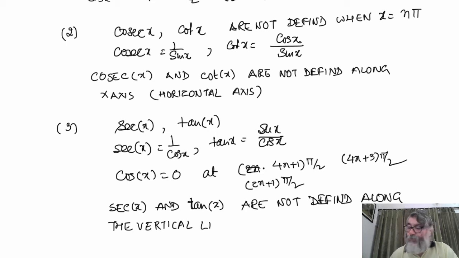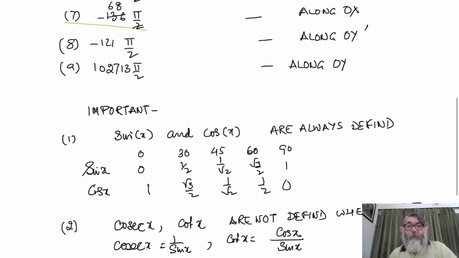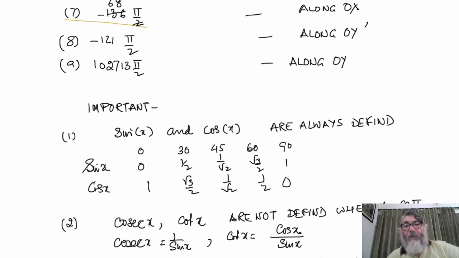Let's just go through quickly once again. Sin x and cos x are always defined. Whatever may be the value of x, sin x and cos x will be always defined, because the value which I have written for sin x and cos x from 0 to 90 is a repetitive value. When we draw the graphs, you will realize what I am talking about.